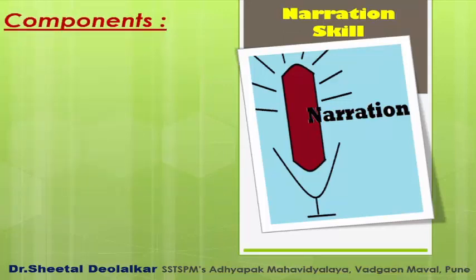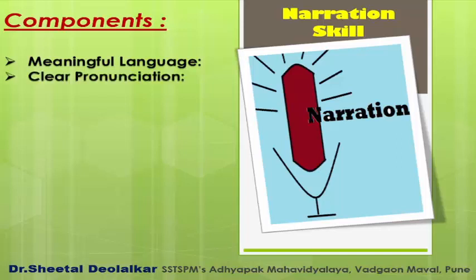What are the components of narration skill? Meaningful language. Try to use language which is meaningful so students understand what you want to tell them. Clear pronunciation. When you tell a story, try to pronounce words clearly. Fluency and audibility. When you tell a story, maintain the fluency. Try to tell the story fluently.